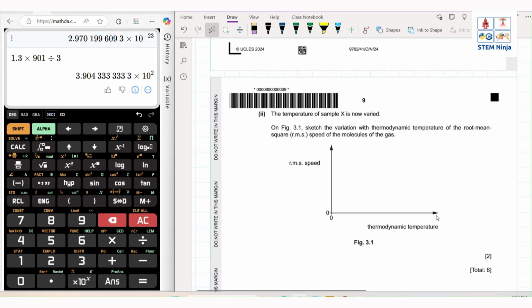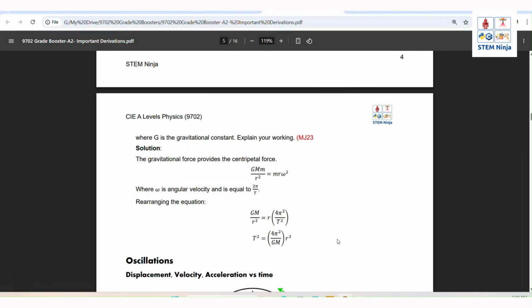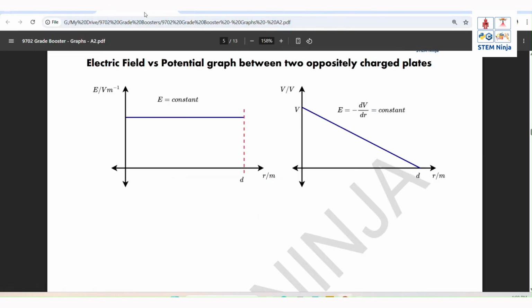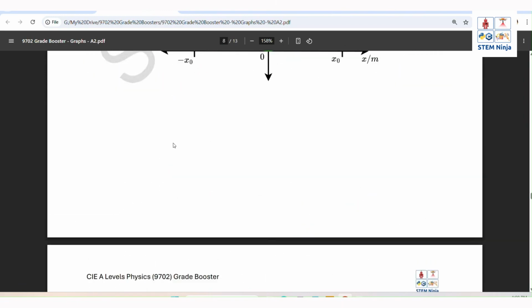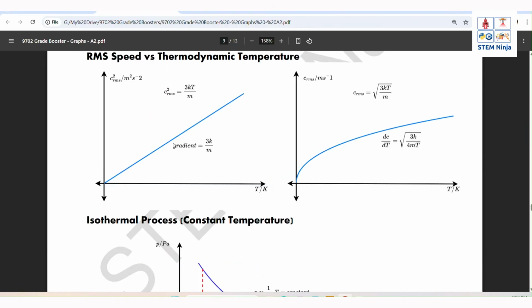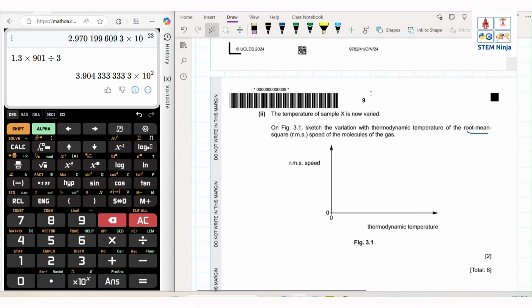The temperature of the sample is now varied. On figure 3.1, sketch the variation with thermodynamic temperature of the root mean squared speed of the molecules of the gas. Okay, so we have this graph also over here for your convenience. This one, the second one, basically on the right side. So this graph is due to the square root over here. So let us explain what is going on.